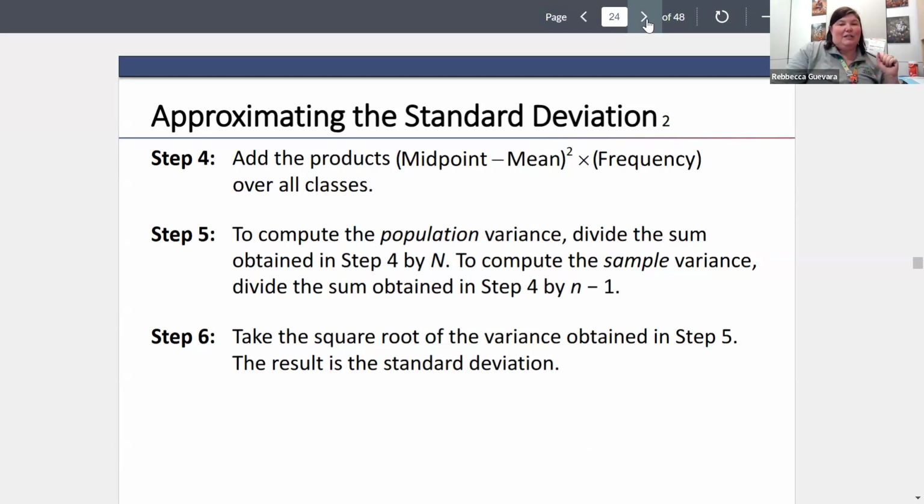So we add the products of the midpoint minus mean squared times frequency for all your classes. If we want the variance, then we divide it all by your big N, your population size. If we want sample variance, then it's little n minus 1, so your sample size minus 1. And then we take the square root if we want the standard deviation.